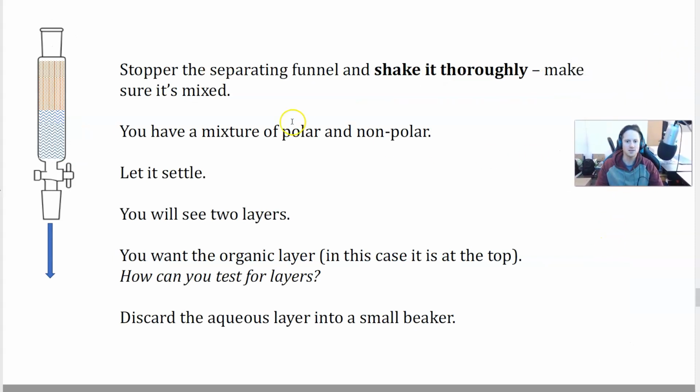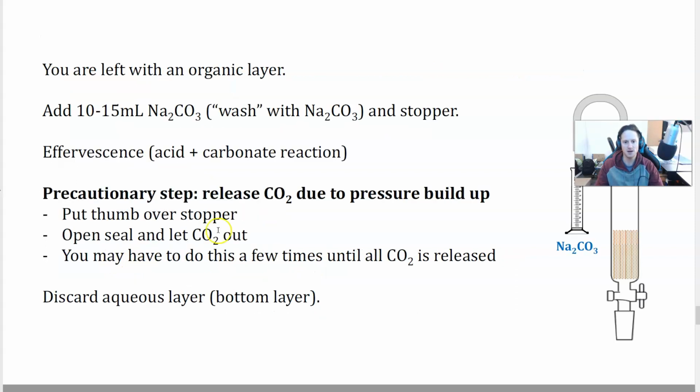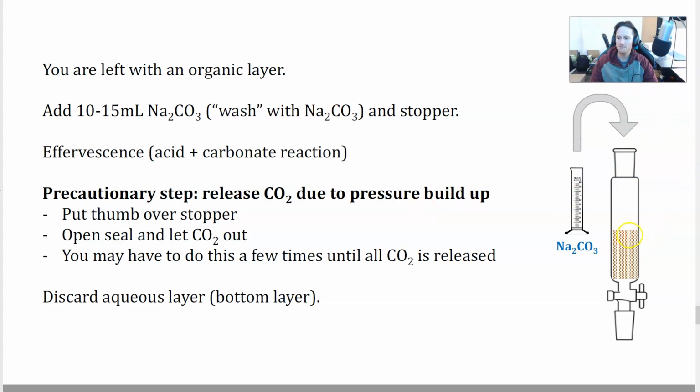What you do then is stopper the separating funnel and shake it to mix. Let it settle. You're going to get 2 layers settled out. We want the organic layer, as I mentioned. You discard the aqueous layer into a small beaker. You don't want to get rid of it down the sink or anything like that. You don't want to dispose of it just in case you make a mistake, so you want to leave it there. And you also want to wash the organic layer a few times. So you're left with this organic layer here, which is what we want.